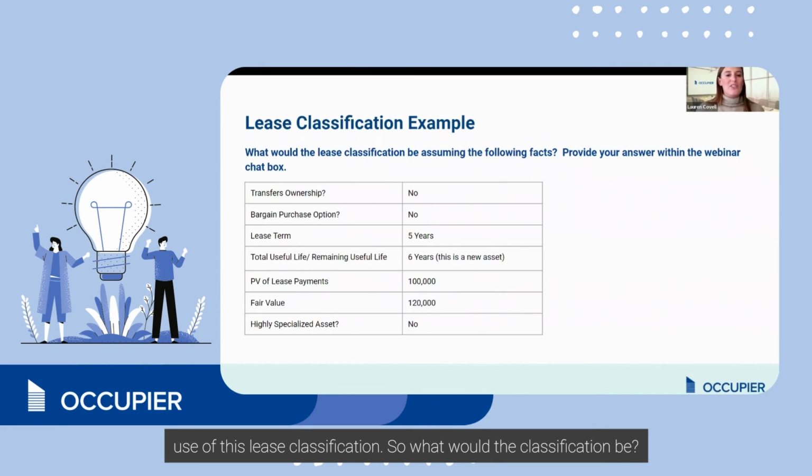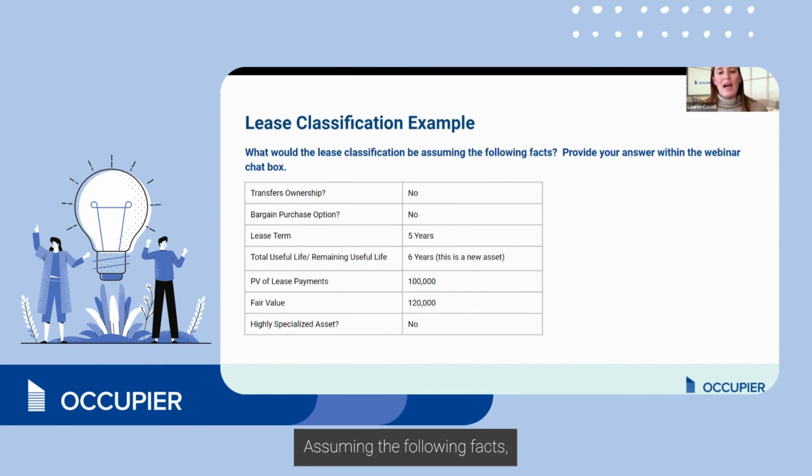Let's get some use out of this lease classification. So what would the classification be assuming the following facts? I'll give everyone around a minute or two to go through this.